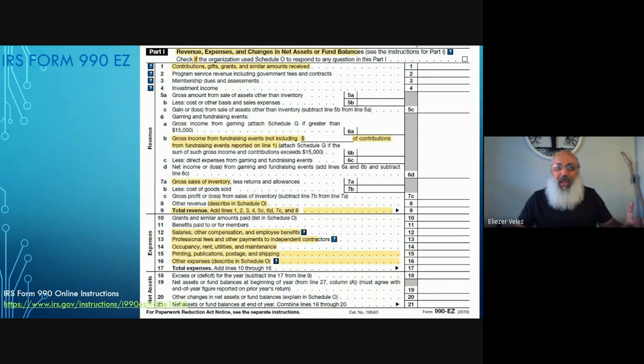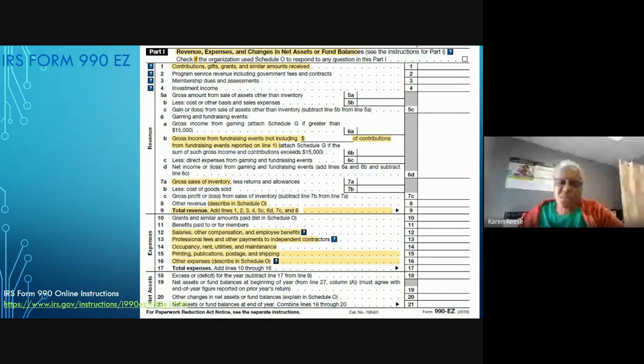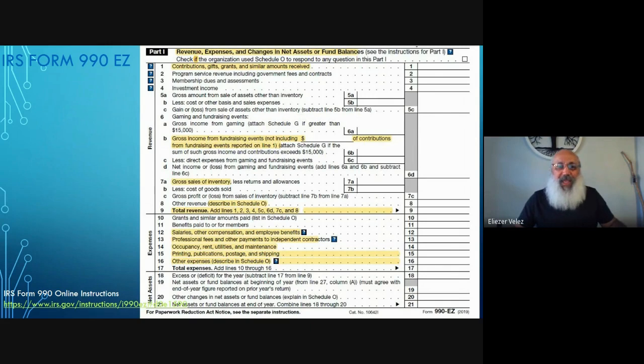And can you file previous years on this system? Yes, you're able to file previous years.